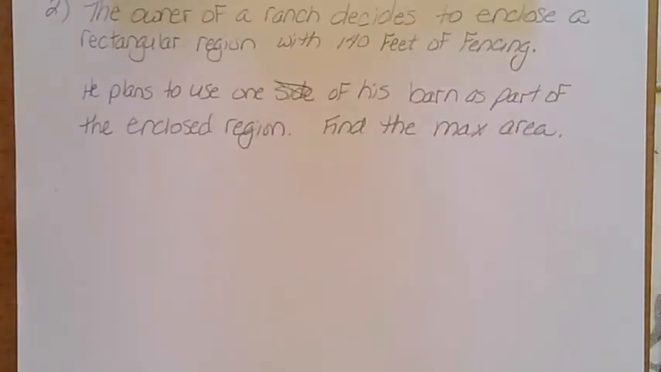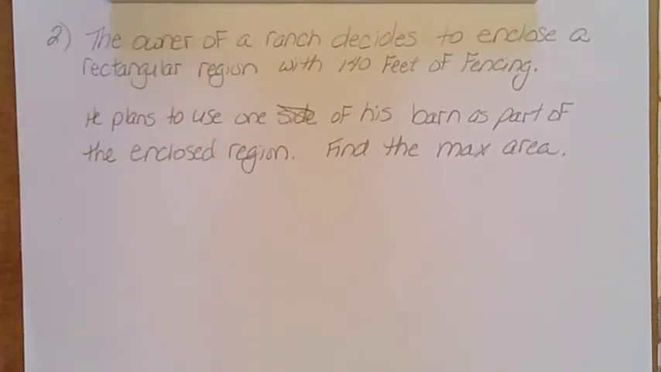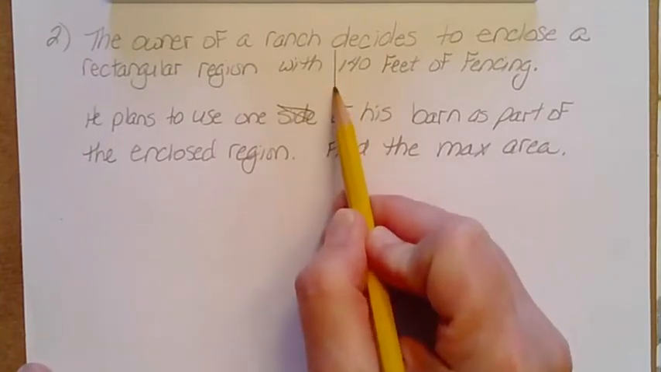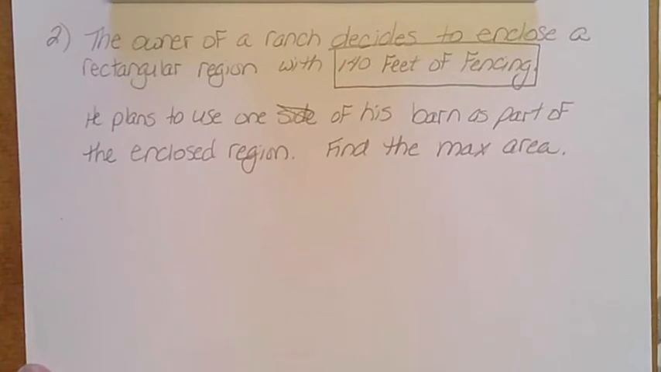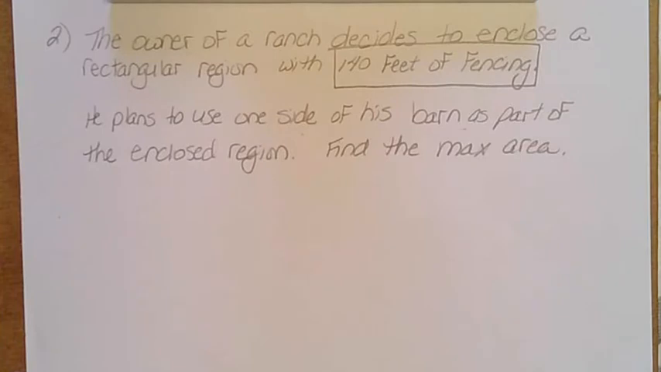The second problem we're going to try together is this other one. The owner of a ranch decides to enclose a rectangular region with 140 feet of fencing. Remember, fencing means perimeter. He plans to use one side of his barn as part of the enclosed region, and now we're going to find the maximum area.